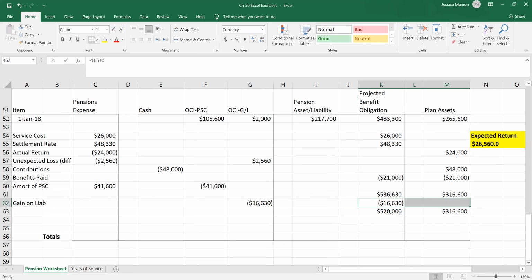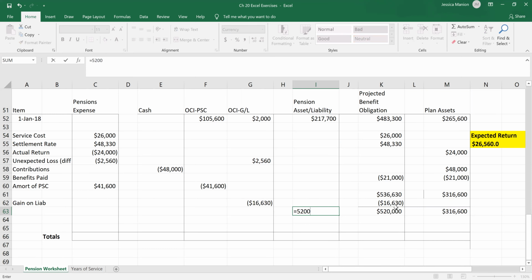Okay, now we've got our accurate numbers. We can calculate what the difference in the liability is. So equals 520,000 minus 316,600 minus the 217,700 we already had in there. So 14,300 is what we want to debit the liability for. So now we've got all of our totals in here correctly.